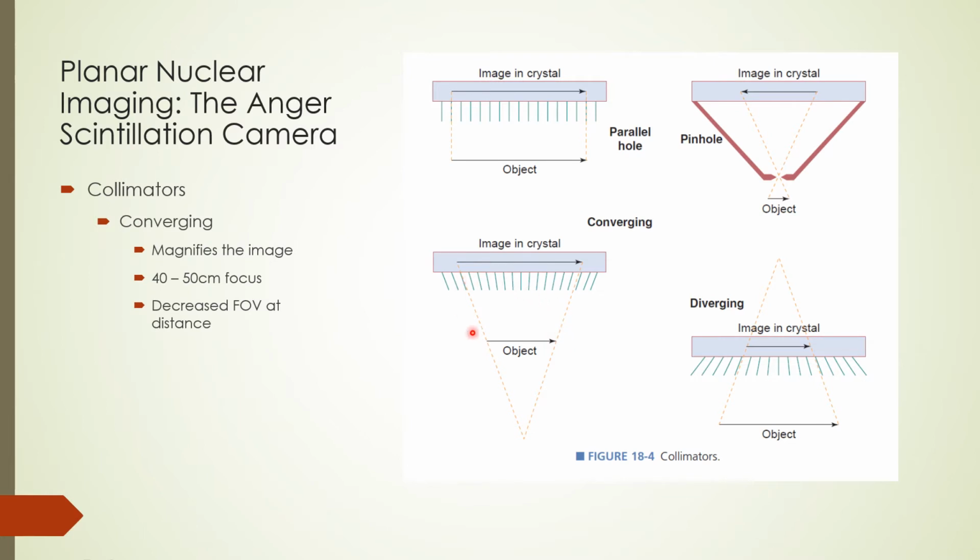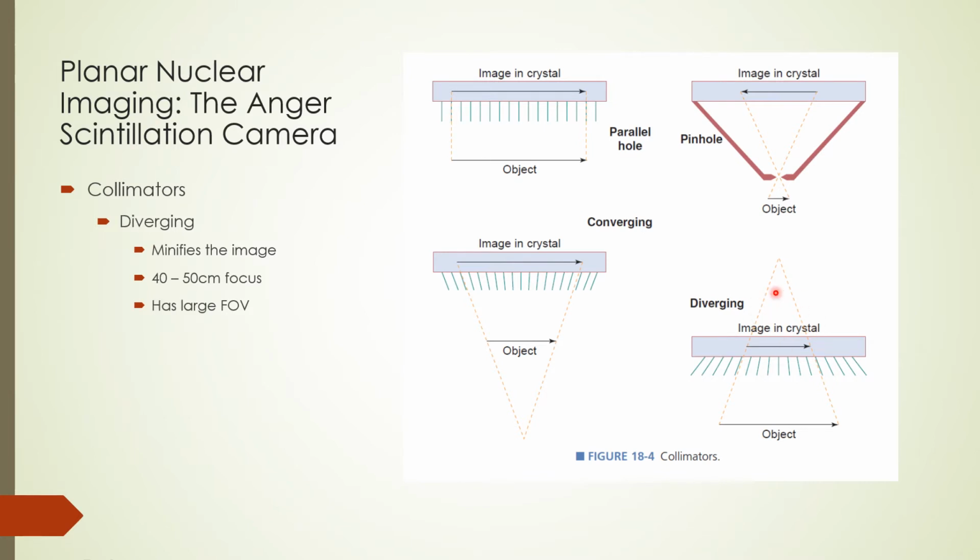The converging hole collimator is one that has holes shaped to appear to converge to a focal point in front of the camera. Converging hole collimators produce a magnified image of objects. The magnification increases as the object distance from the collimator increases. A disadvantage is the decrease in field of view as the object is moved farther from the collimator. Converging collimators are rarely used in nuclear medicine because of the varying field of view and magnification with distance.